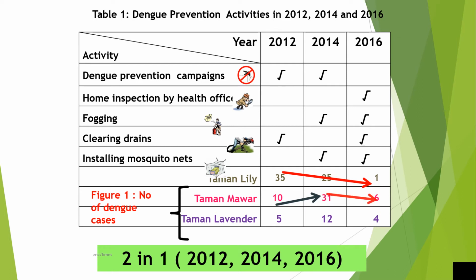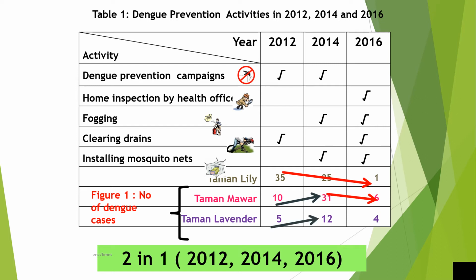What about in 2016? In 2016, with 4 dengue prevention activities, the number of cases dropped. So now this one is positive cause effect. Logically, the more prevention activities carried out, the fewer the dengue cases. As opposed to 2014, there were 3 prevention activities carried out, which was more than in 2012, yet the number of cases increased. So this is about negative cause effect.